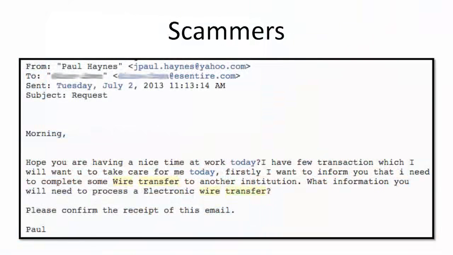Another example would be, as I mentioned earlier, scammers. This is an actual email we got in 2013. Someone was doing spear phishing on us. They sent us this email specifically to the finance department, asking for wire transfer details. We're a security company, so we're pretty savvy when it comes to detecting these kinds of emails, but it was really well done, well researched.